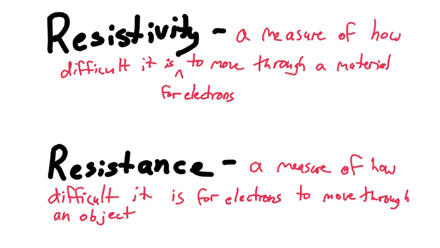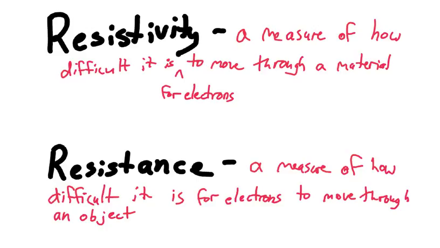So now we come to the big idea here. Resistivity and resistance are both ways to describe how well current can flow, or how much of a fight this material or this object puts up against electrons jumping through it.